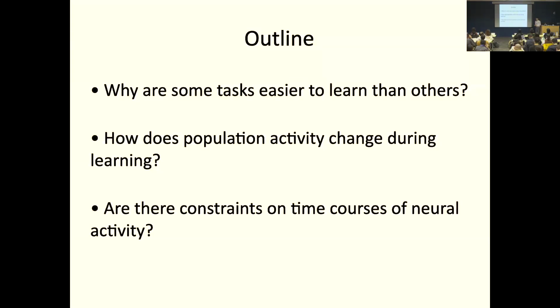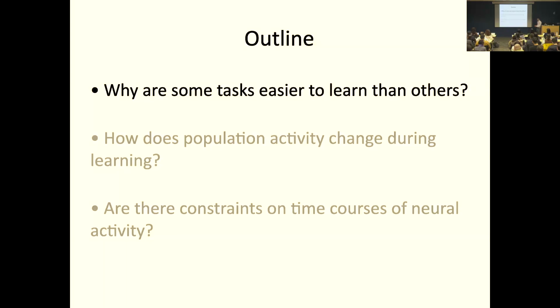So today we will try to address 3 questions. The first is why are some tasks easier to learn than others? The second is how does neural population activity change during the learning process? And then the third is, are there any constraints on the time course of neural activity? I want to spend most of the time on the third question, but I want to go through the first couple questions because they help to set up the third one. And feel free to ask questions along the way if you have them.